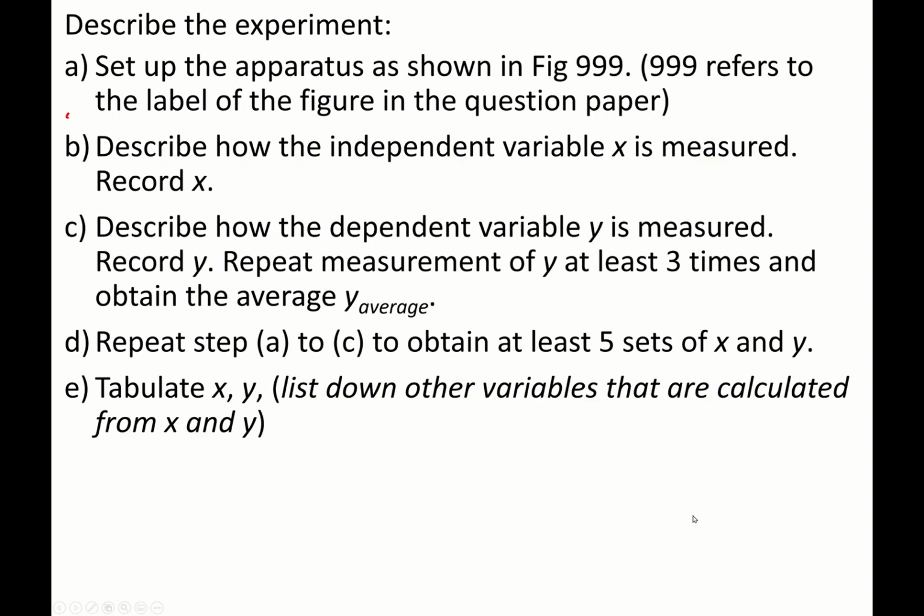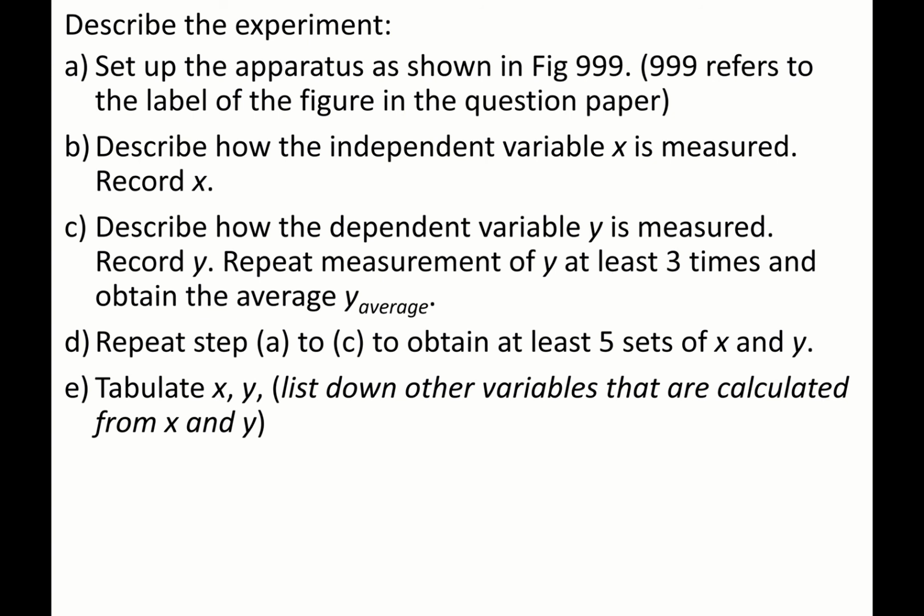And then during the description of the experiment, your first line you can start off with, set up the apparatus as shown in figure 999. Well, over here I put 999, but you have to refer to the figure in the question paper. So there's no need to draw out the entire apparatus again, unless the apparatus is not shown. Then you need to draw the whole setup. But in this case, I'm going to assume that the setup is there. So set up the apparatus as shown in figure 999.